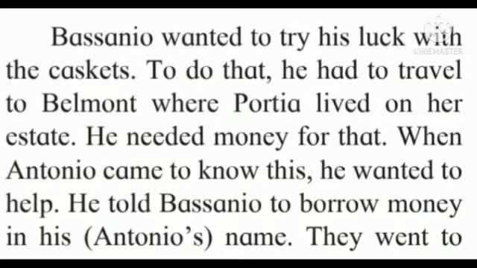To do that, he had to travel to Belmont, where the girl named Portia lived on her estate. Estate means all the money and the property owned by a person at the time of his or her death. So here Portia's daddy was a very rich man, and he has left lots of money and property for Portia. Bassanio needed money to go to Belmont, and for that he needed money.